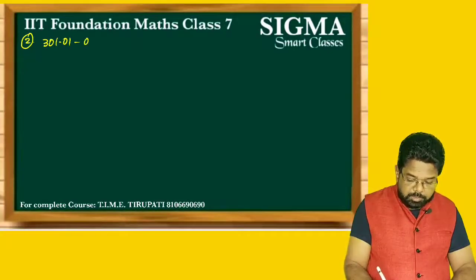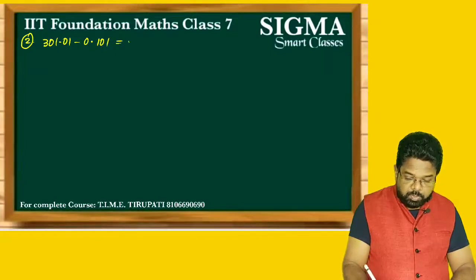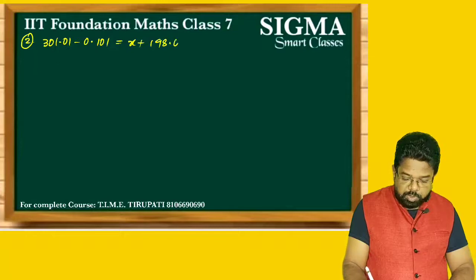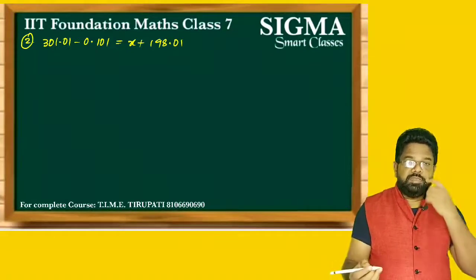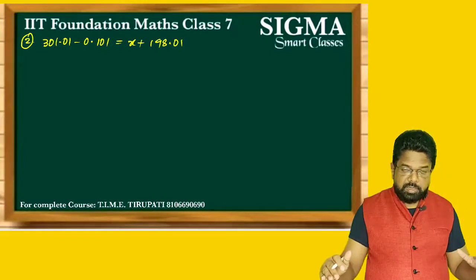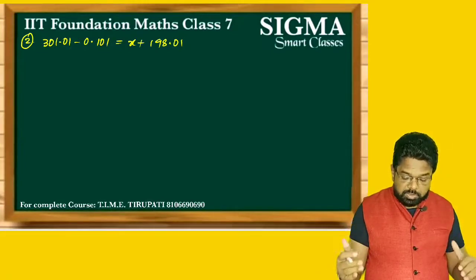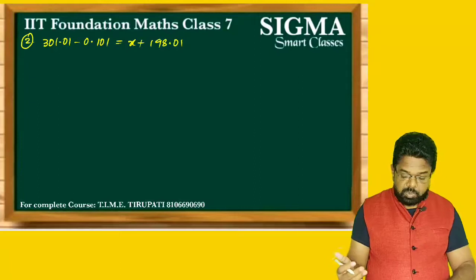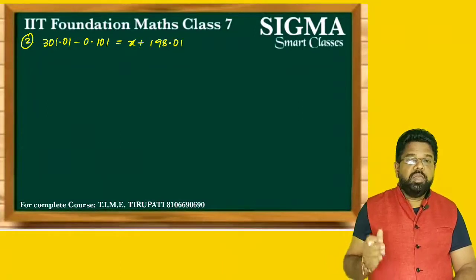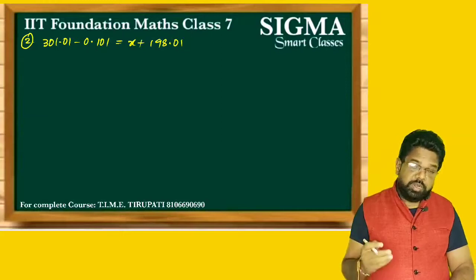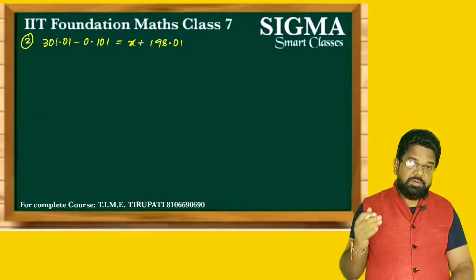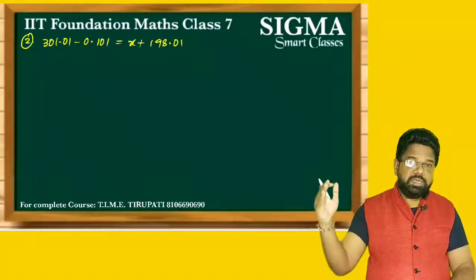301.01 minus 0.101 is equal to x plus 198.01. Okay, you have to calculate the value of x. The question is given: 301.01 minus 0.101 equals x plus 198.01, and you have to identify the value of x. Now how can you identify the value of x? What is our strategy? Take x as it is.